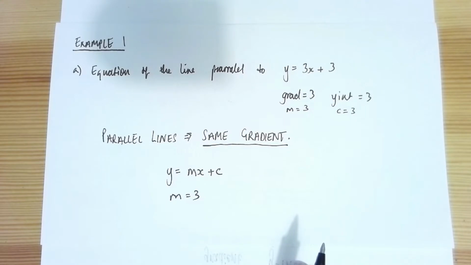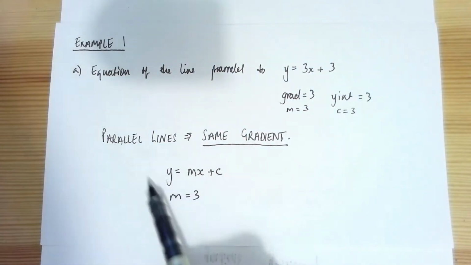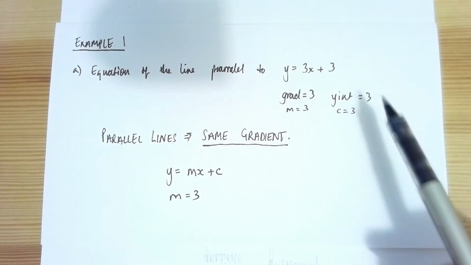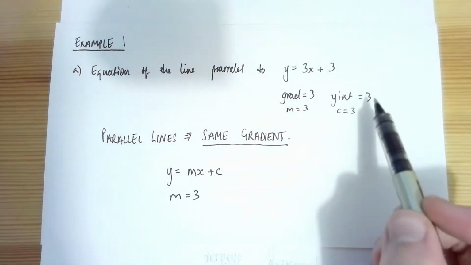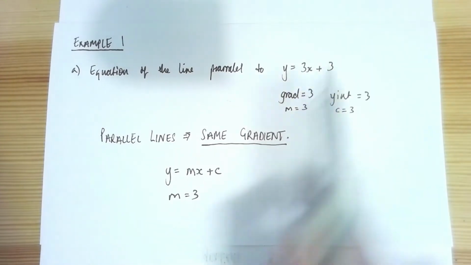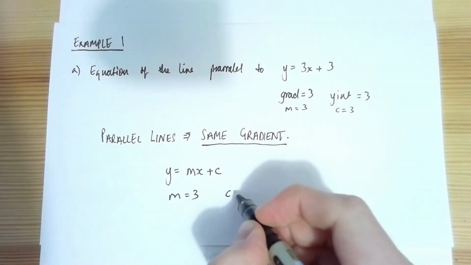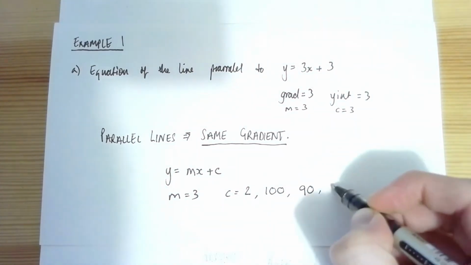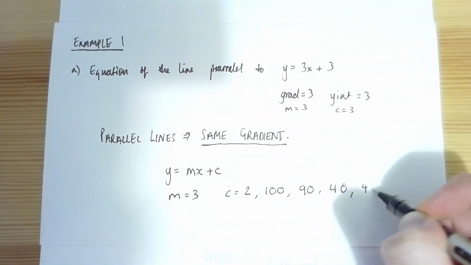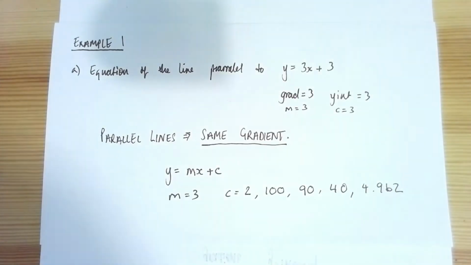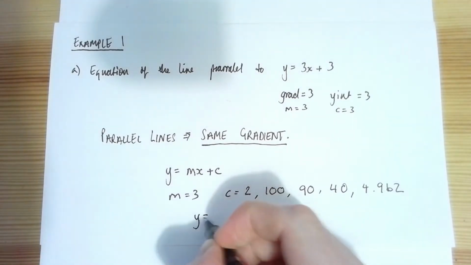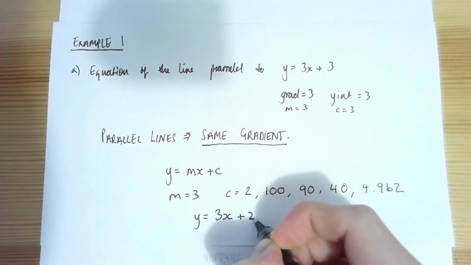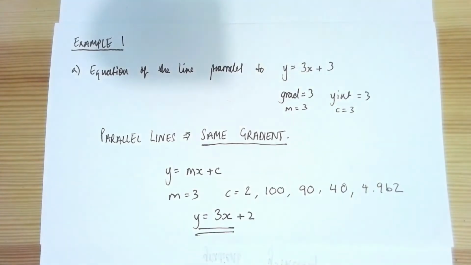And then, because we're not told a point which this line passes through, we can actually have any y-intercept that we like. The only one we can't have, of course, is 3, because it would make it the same line. So you could have 2, you could have 100, you could have 90, you could have 40, you could have 4.962, and so on. You can have any y-intercept for this question. So that means I'm going to choose the parallel line 3x plus 2. Let's have another look at an example.